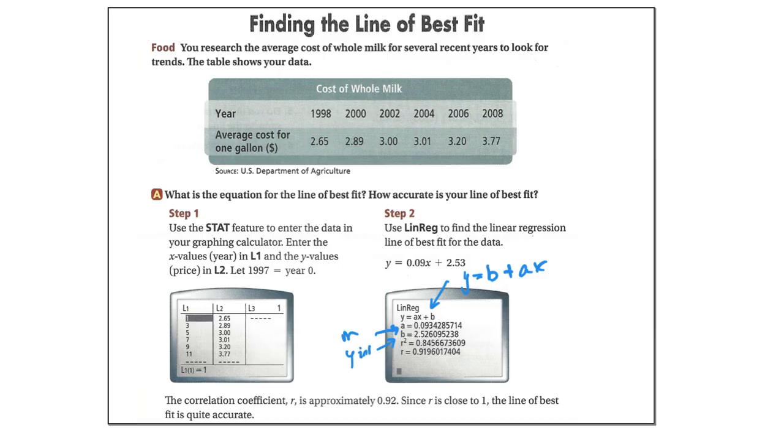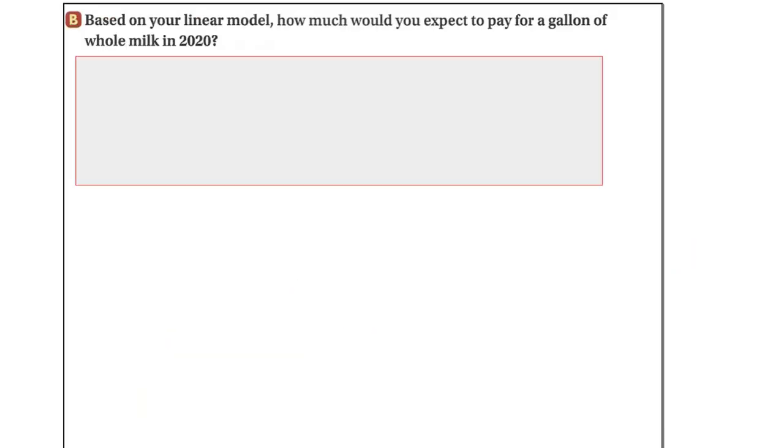So I could write my thing, y equals 0.093x plus 2.526. I like going out 3 or 4 decimals. Here in Algebra 2, they don't always do that, but since you're in my class, let's go to at least 3 decimals, okay?